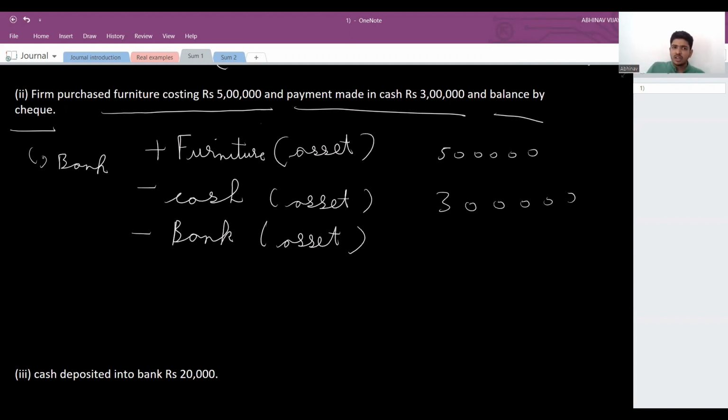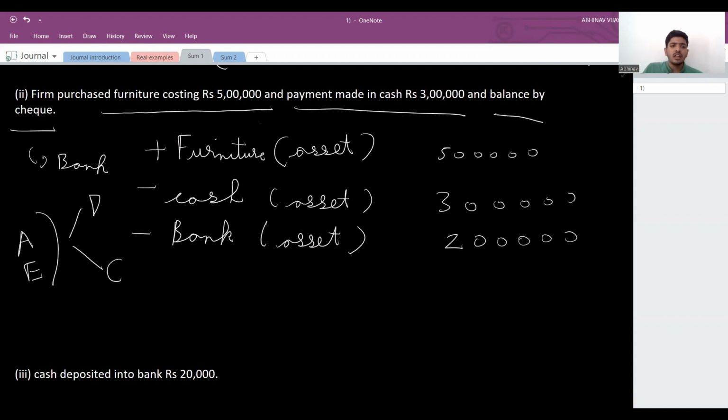It's fine. Now, 2 lakh. Conceptually perfect. Why 2 lakh? 5 lakh minus 3 lakh is 2 lakh because the balance only is paid by bank. Now it becomes simple. Once the logic is done, you just have to convert this logic into journal entries. But I want you to write logic for each and every question till the end of this chapter. Now, at least this lecture.